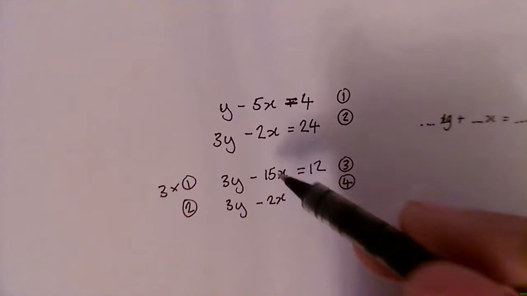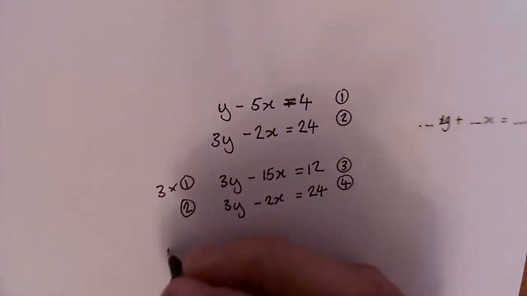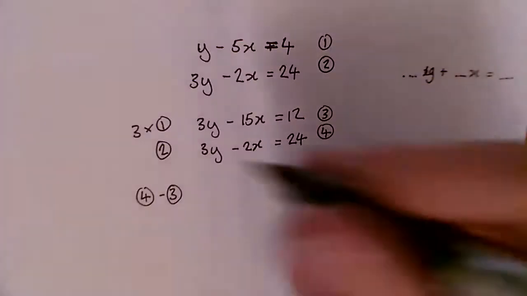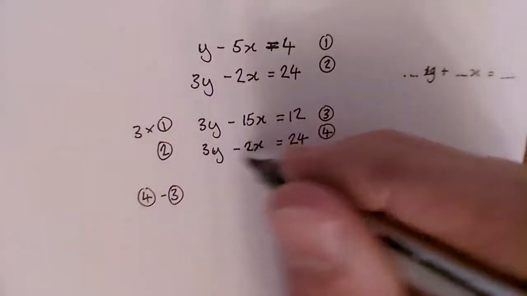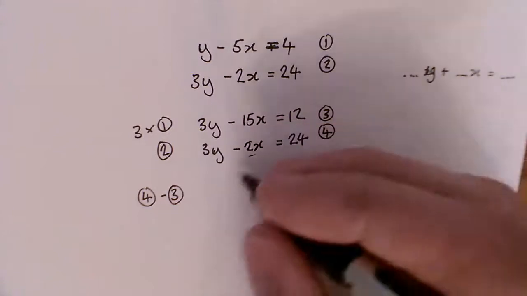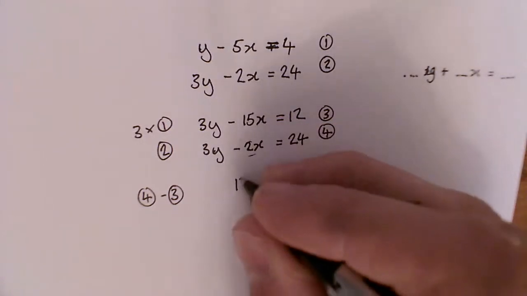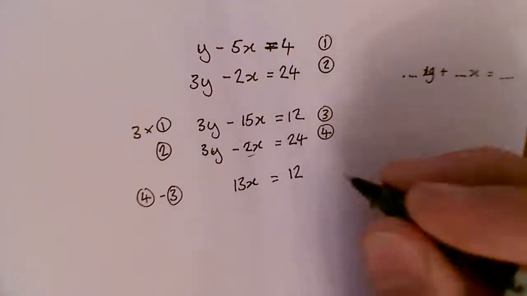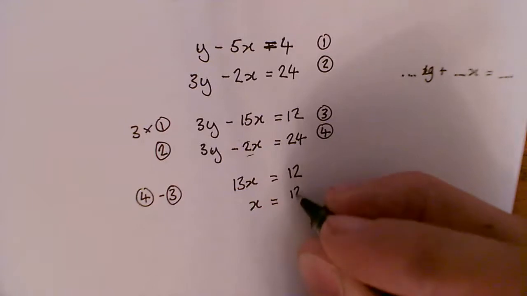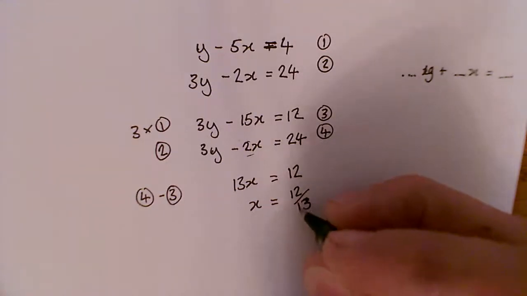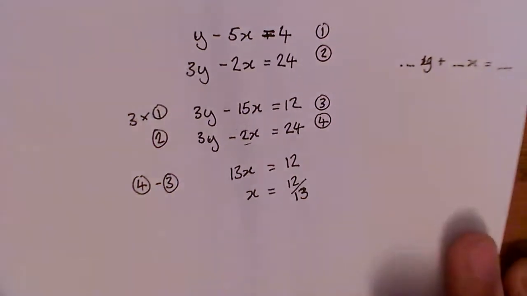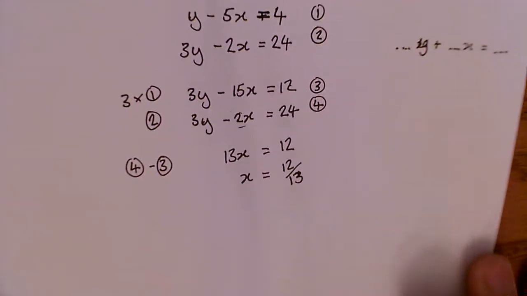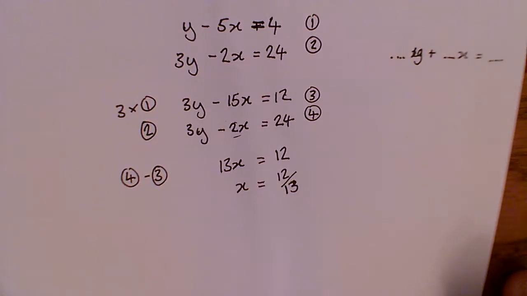If I do this equation, take away that one, we will end up with positive numbers, which is what I always like, because 3y take away 3y is nothing. Minus 2 take away minus 15 is the same as minus 2 add 15. So we end up with 13x. 24 take away 12 is 12. So x equals 12 over 13. Let's say I'm not getting you too used to always getting nice numbers, because plenty of the numbers you'll have to work with at higher level are not nice numbers.